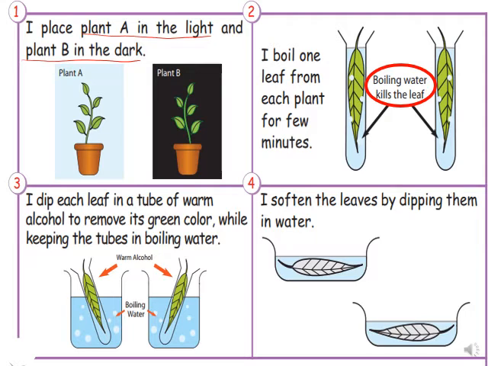Then we dip each leaf in a tube of warm alcohol. We place them in warm alcohol as shown in this figure. What is the role of this? The role of this is to remove the green color of the leaves. So dipping them in alcohol is done to remove the green color while keeping the tubes in boiling water, as shown in this figure.